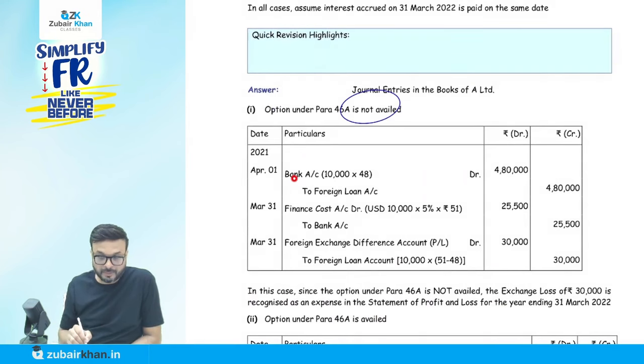So bank account will be debited to foreign loan. So how much we borrowed? $10,000, and on that date the exchange rate was how much? 48. So bank account should be debited 4,80,000 and I am liable to pay loan that year 4,80,000.